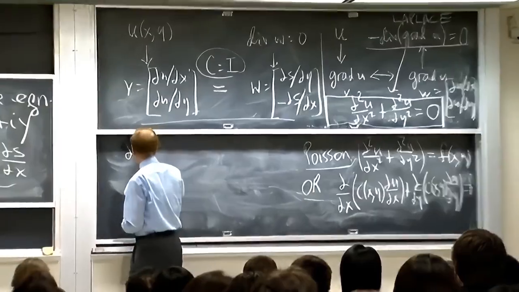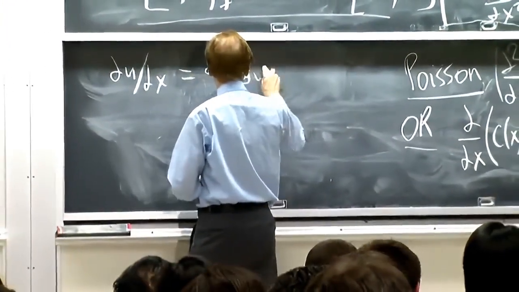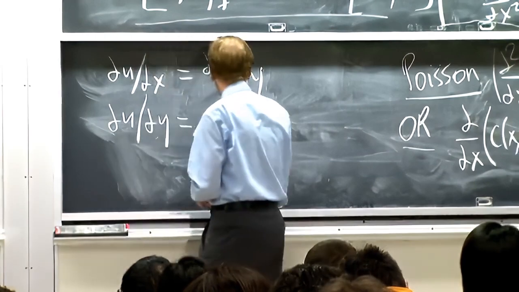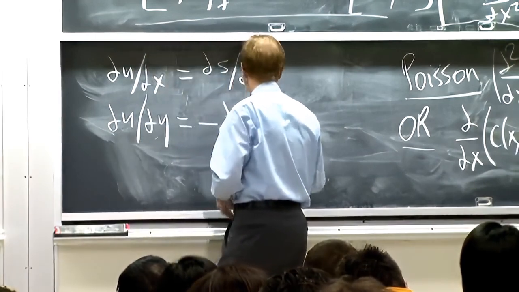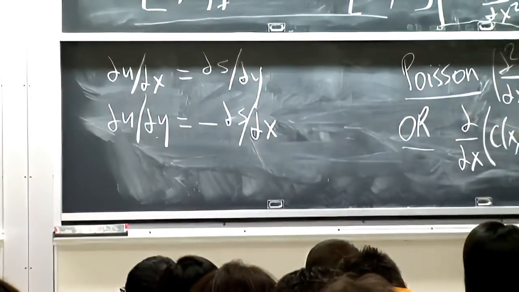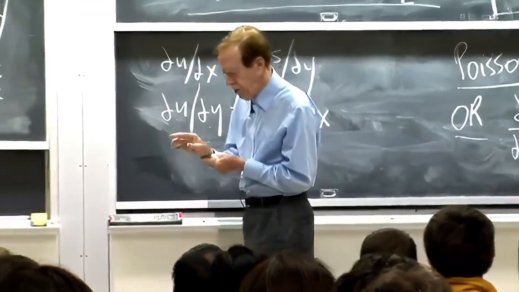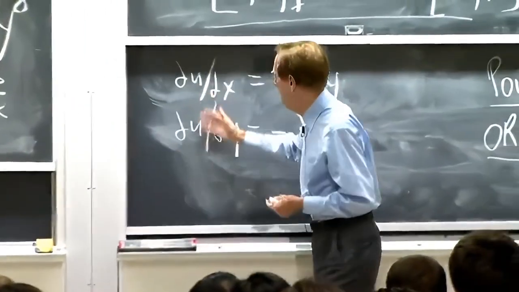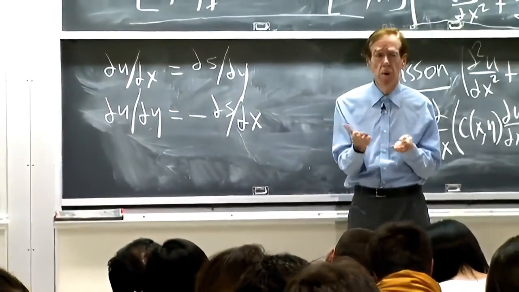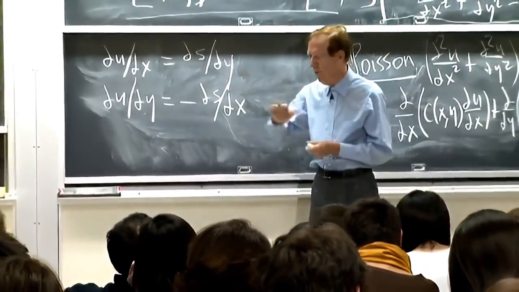du/dx is the same as ds/dy, and du/dy is the same as minus ds/dx. You see what the two sides of our world are coming together. We're dealing with flows that are both gradient flows, they come from a potential, and you could often say potential flows. I see the word ideal flows coming in. These are very special flows.